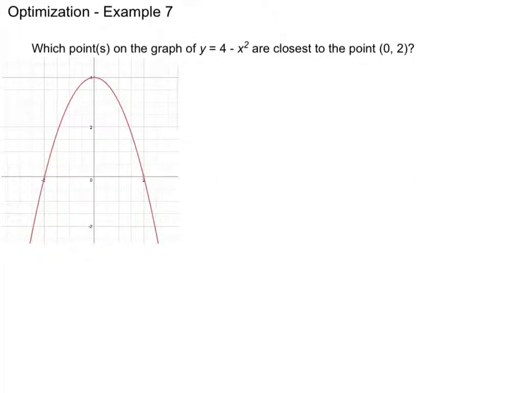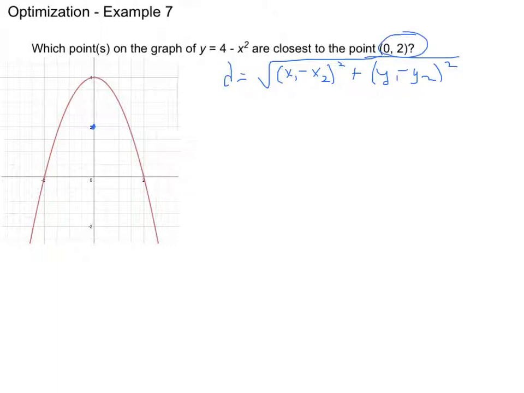There's the graph, and the point (0, 2) would be in here, and so we're just trying to determine which points on that parabola are closest to that point. So we need our distance formula. D equals the square root of (x1 minus x2) squared plus (y1 minus y2) squared. Okay, we just need to know what our x1, y1, x2, y2 are. Well, one of them is going to be the point (0, 2). So we can go ahead and plug that in.